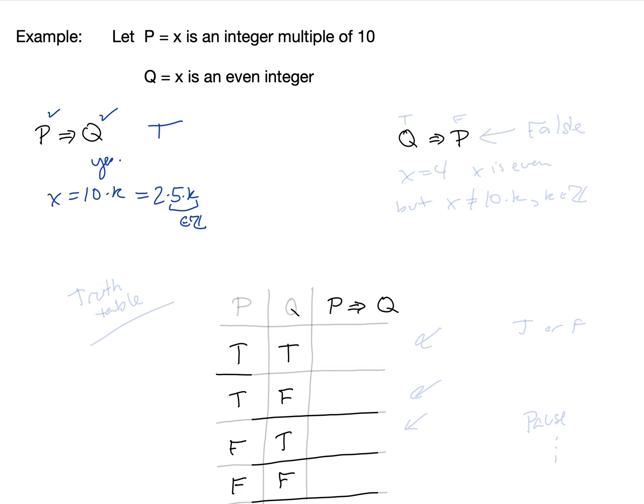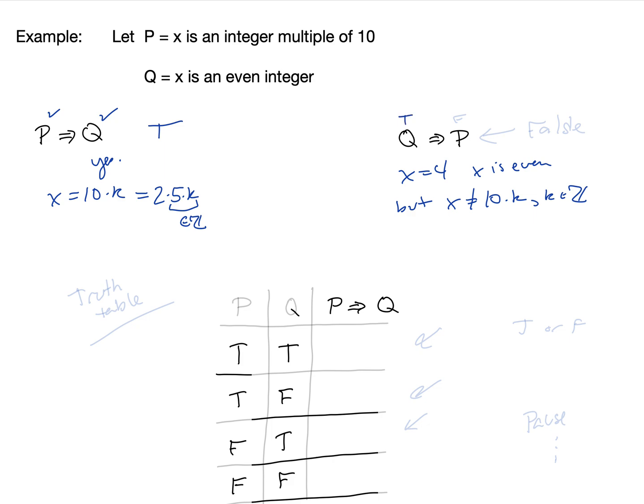Is Q implies P a true statement? Well, sometimes, for some x, it's the case that x is even and x is an integer multiple of 10, but it's not always the case. So let's say that x is 4. Then x is even, but x is not equal to 10 times any integer k in the integers.